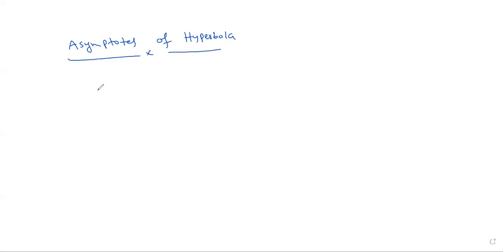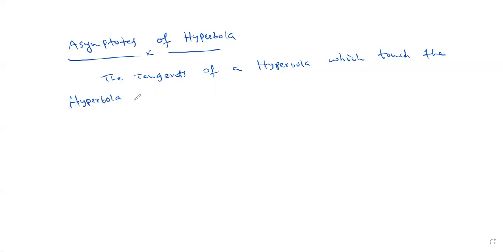What is the definition of an asymptote? The tangents of a hyperbola which touch the hyperbola at infinity are called asymptotes of the hyperbola.